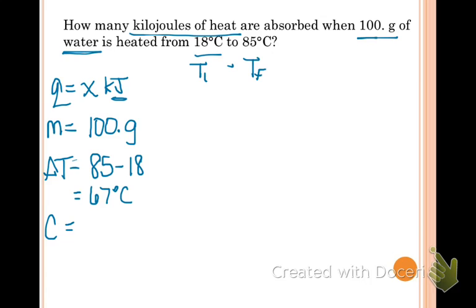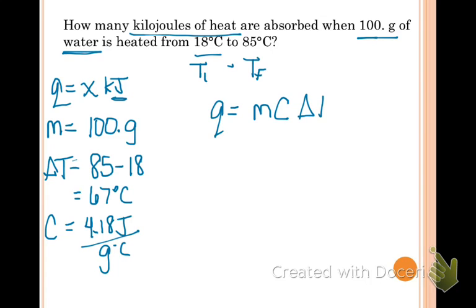They want joules at the end, not calories, so let's go ahead and use the 4.18 joules per gram times degrees Celsius. So we know we're dealing with not necessarily a phase change, so not at 0 degrees Celsius or 100 degrees Celsius. We're doing a different temperature here. So we know we need Q is equal to MC delta T.